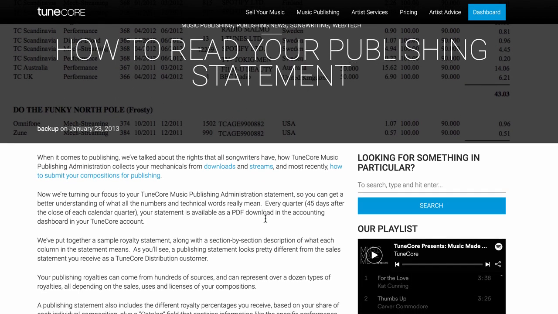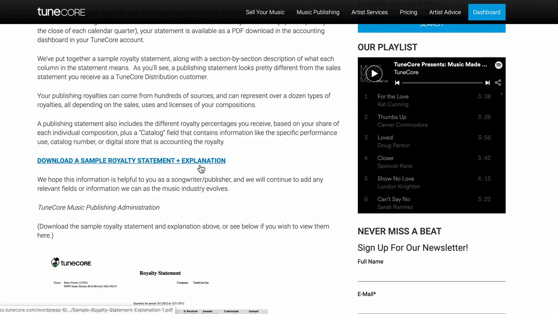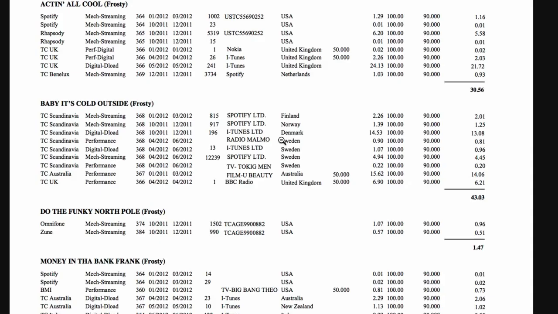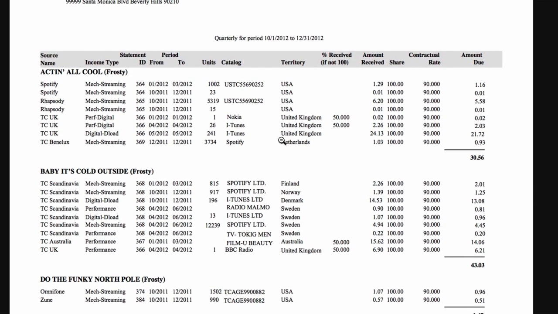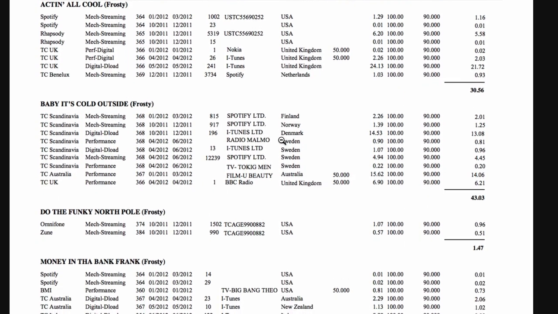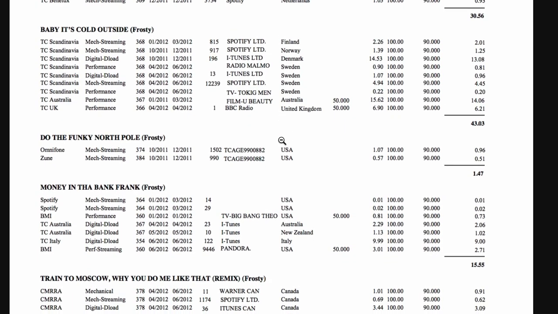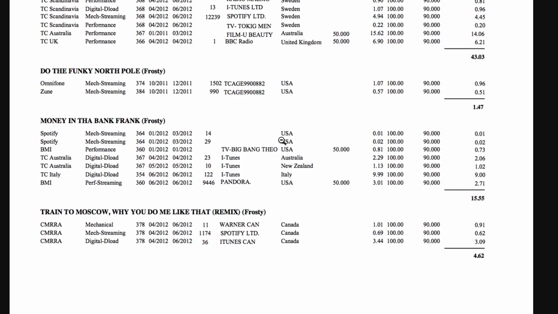Your royalty statement, along with all the associated revenue, will be directly deposited into your Tunecore account 45 days after the end of each calendar quarter. This report is itemized, so you can clearly see the amount and source of each payment. And it's just easy to know where everything is coming from.